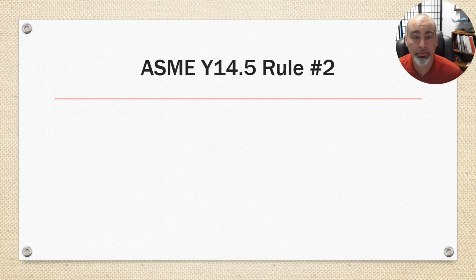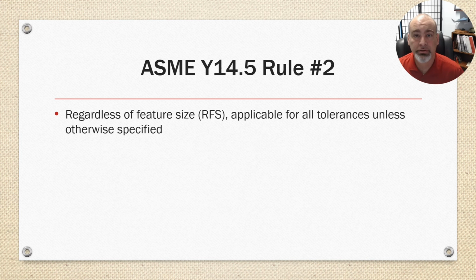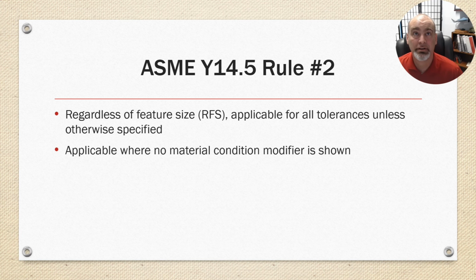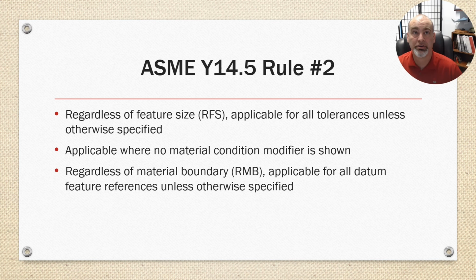ASME Y14.5 rule number 2. Regardless of feature size, or RFS, is applicable for all tolerances unless otherwise specified. Now in the previous versions you had to specify either RFS or a symbol in the geometric tolerance that was an S with a circle around it. Now it's just implied that if it doesn't have any modifier symbol, RFS applies. It is applicable where no material condition modifier is shown, and regardless of material boundary, applicable for all datum feature references unless otherwise specified. So RFS applies to the feature you're making. RMB applies to the datums that are referencing those surfaces.